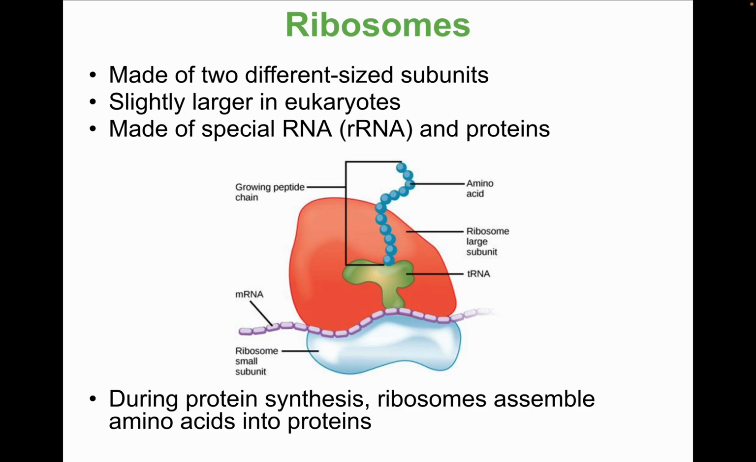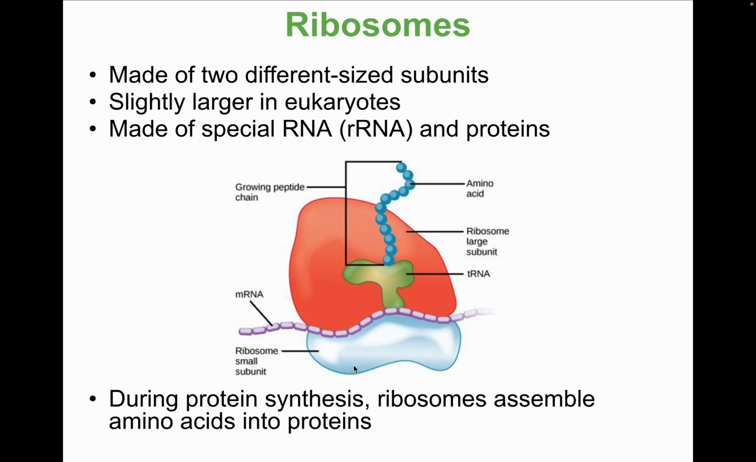Here, ribosomes are made of two different size subunits. They're actually slightly larger in eukaryotes than in prokaryotes. Note that prokaryotes do have ribosomes as part of their cells. The ribosomes are made of special RNA, called ribosomal RNA, or rRNA for short, and some proteins, all mixed together. During protein synthesis, which every single cell carries out, it basically makes protein that your body needs to function.